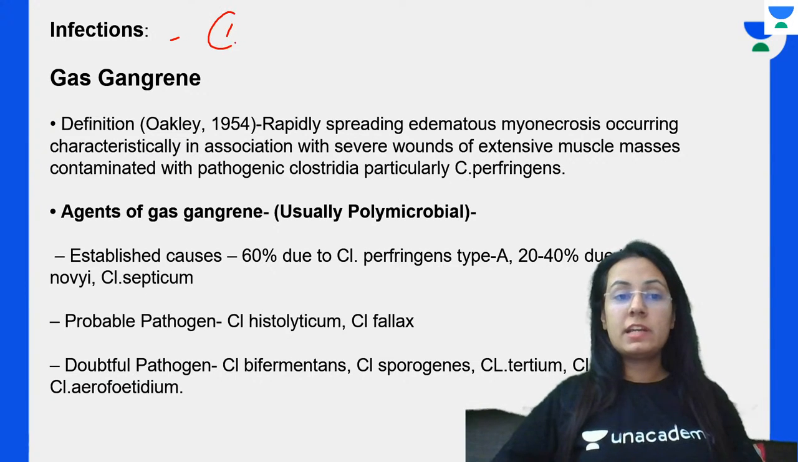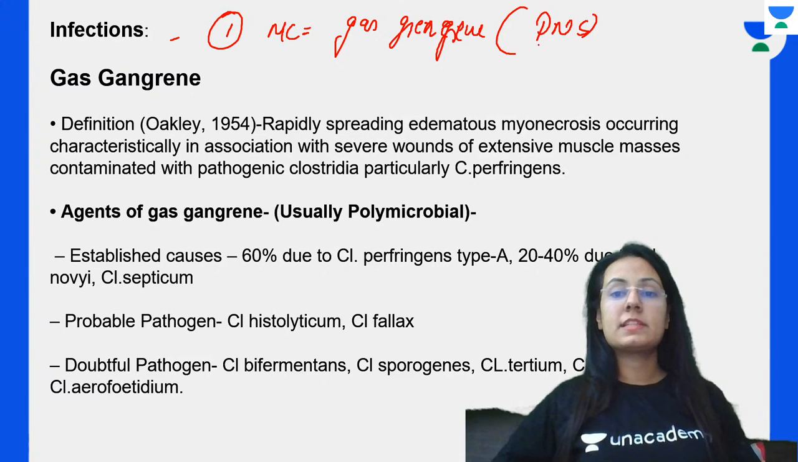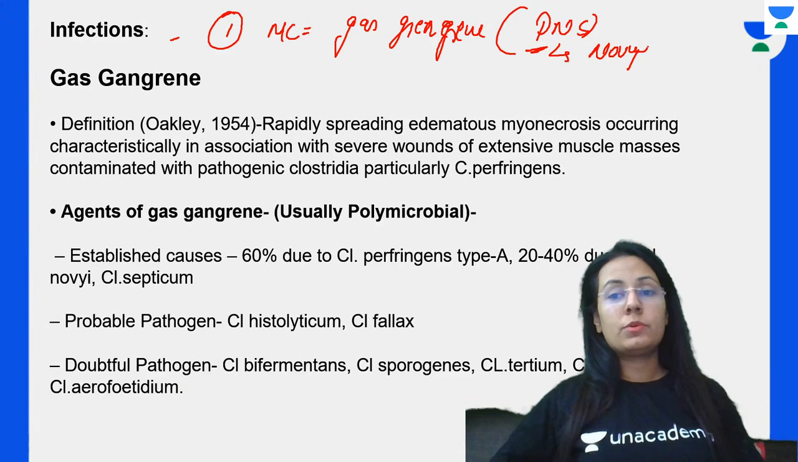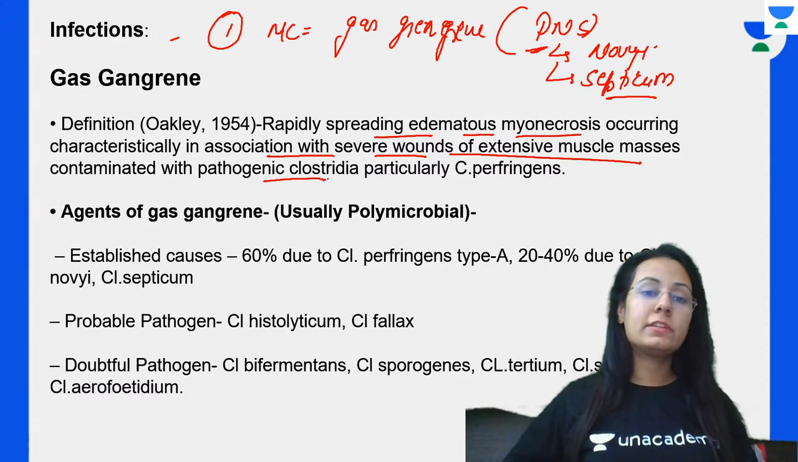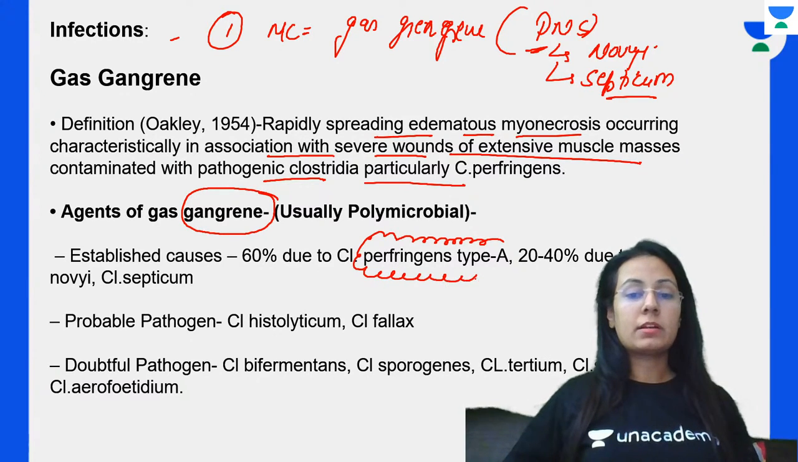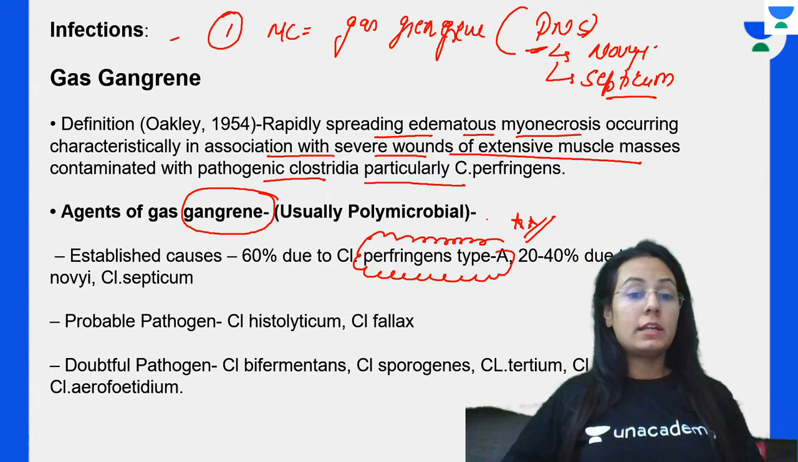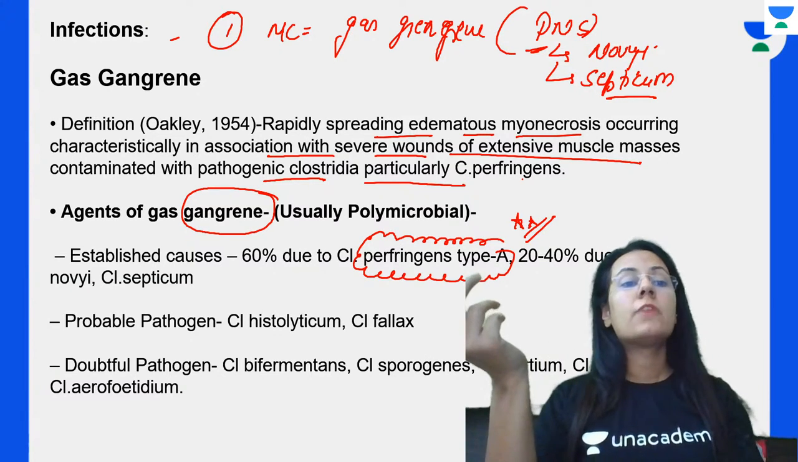Now, infections: most commonly they are responsible for causing gas gangrene. Other Clostridium responsible for causing gas gangrene are Clostridium perfringens, Clostridium novyi, and Clostridium septicum. It is a rapidly spreading edematous myonecrosis occurring in association with severe wounds of muscle mass contaminated with Clostridium. What are the agents of gas gangrene? Mainly it is Clostridium perfringens type A. Please remember it is Clostridium perfringens type A. Other than this, novyi, septicum and histolyticum are also probable causes of gas gangrene.